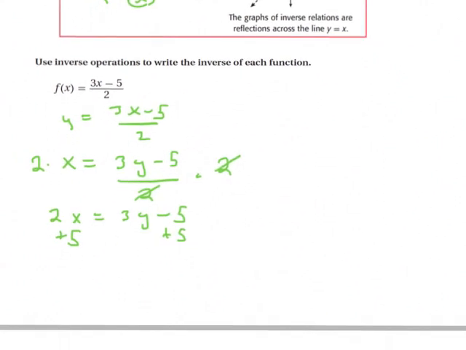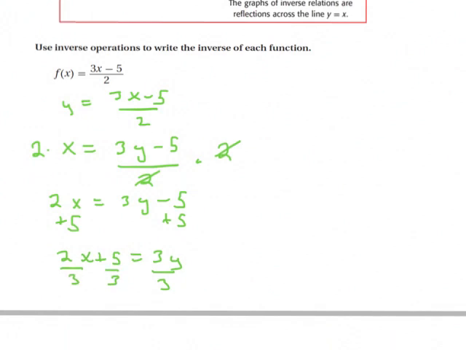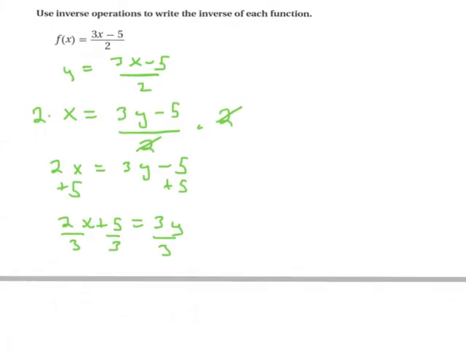And I have on this side 2x + 5 is equal to 3y. Now I am going to divide everything by 3, and I'm going to divide both sides separately here. So then I will end up getting, and I'm going to flip it over at the same time, y is equal to 2/3 x + 5/3.